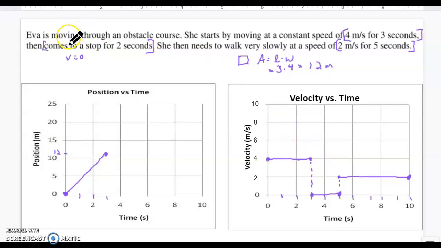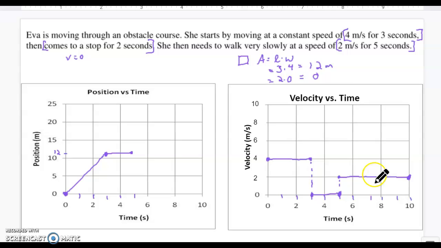And then it says, she comes to a stop for 2 seconds. Well, here the area underneath the graph is just 0 because the length might be 2 seconds, but the width is 0. It doesn't go above the bottom of the graph. So it doesn't move over those next 2 seconds. So on my time axis down here, I go 1, 2, and I am in the same spot where I left off. I'm still at 12.